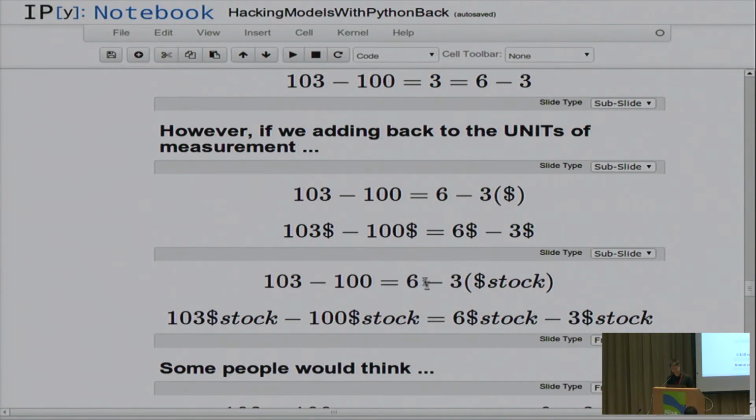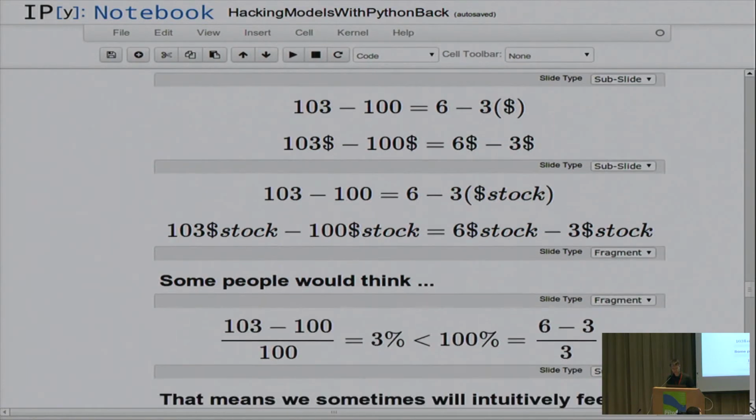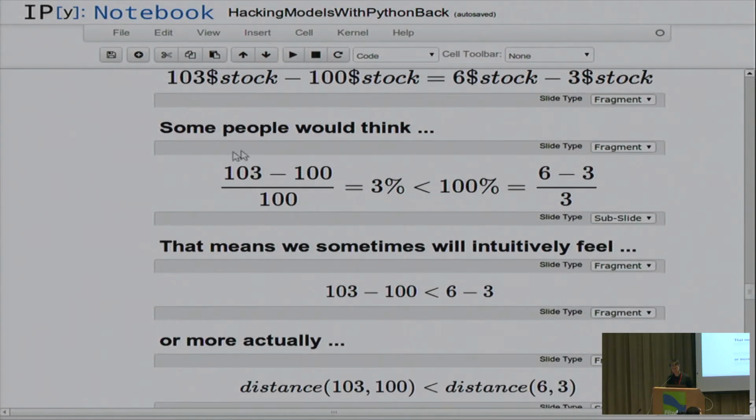And then we add back dollars of stock, and you will feel it is not right. Maybe I think the left hand side is smaller than the right hand side, because in my opinion, $103 of stock minus $100 of stock is smaller than $6 of stock minus $3 of stock.